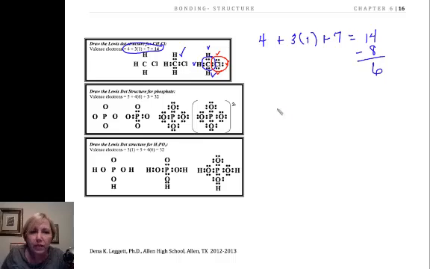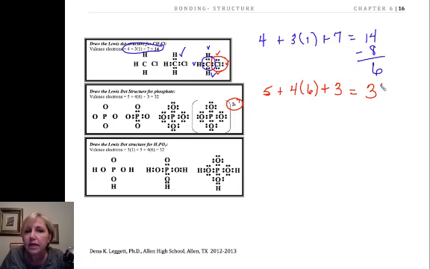All right, let's do this phosphate. Phosphorus has 5 electrons. I have 4 oxygens. They each bring 6. Now, phosphate, if you remember your polyatomic rules, if you don't, 3 negative charge means 3 extra electrons. So I have 32 electrons.